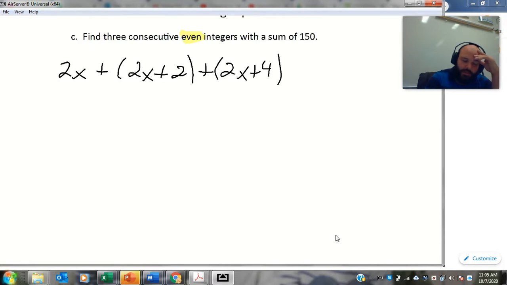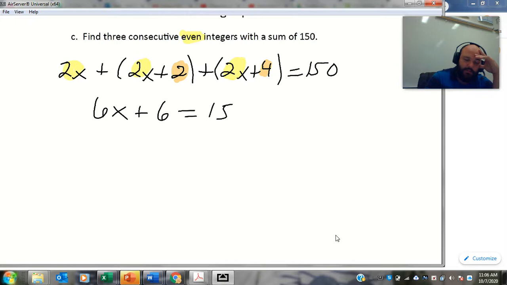And it also said that the total should be 150. And so now we need to go in and add up our like terms. Here's a 2x, here's a 2x, here's a 2x, and there's a 2, and there's a 4. So 2x plus 2x plus 2x is 6x. And then we have 2 and 4, which ends up being 6. And that equals 150. And now we're going to proceed to solve this.